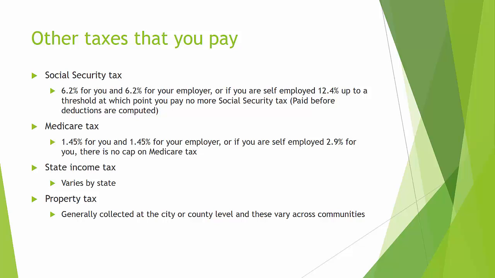Or if you're self-employed, you have to pay 12.4% up to a threshold, at which point you no longer pay Social Security tax. For Medicare tax, it's 1.45% for you and 1.45% for your employer. And if you're self-employed, then it's all paid by you. State income tax varies by state, and there's also some states that don't charge a state income tax. And then there's property taxes, which are generally collected by the city or county, and these vary across communities.